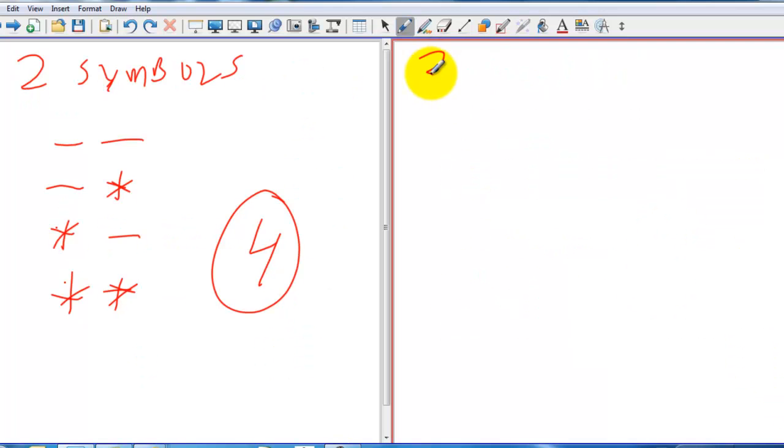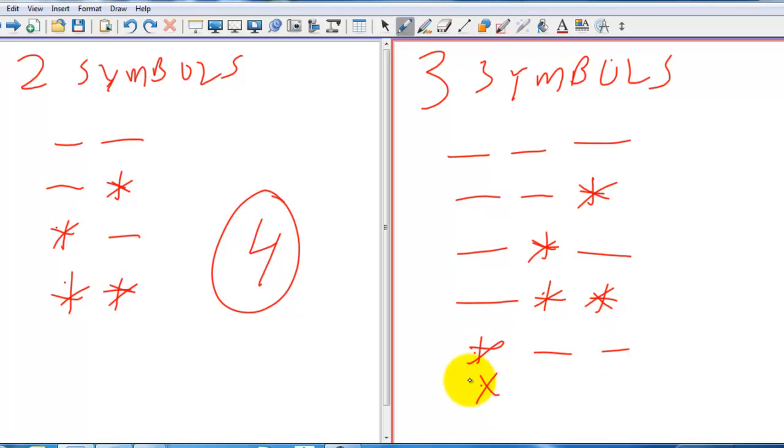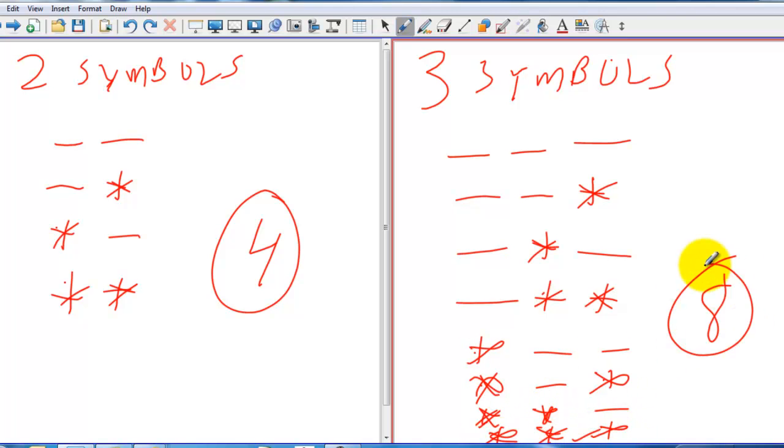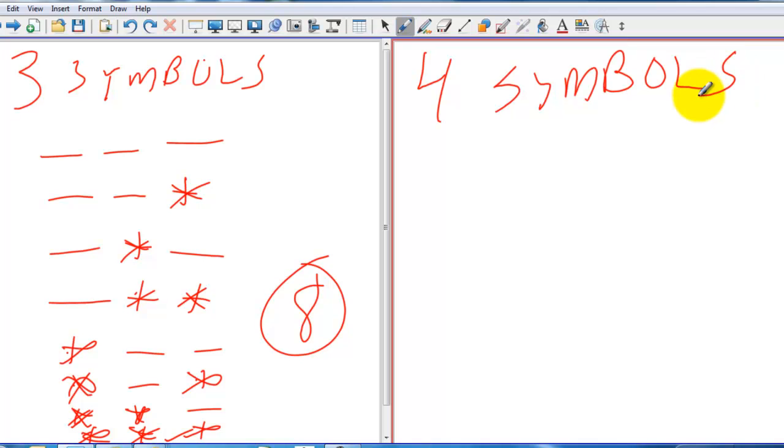3 symbols would be dash dash dash, dash dash dot, dash dot dash, dash dot dot, dot dash dash, dot dash dot, dot dot dash, dot dot dot. That's 8. Does this remind you of anything? Come on, you remember, way back in the beginning of the year.